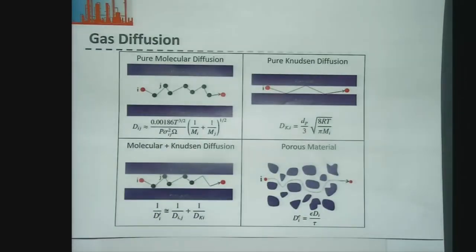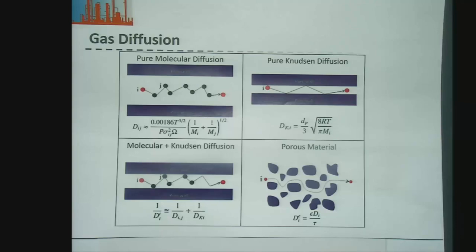The tutorial question you had asked you to look at a mixture of hydrogen and ethane being partially separated by a membrane. As a reminder of the different flows of gas as we go through our porous material, gas is different to liquid in the fact that gas could either flow with a pure molecular diffusion or it could flow through with this Knudsen diffusion.